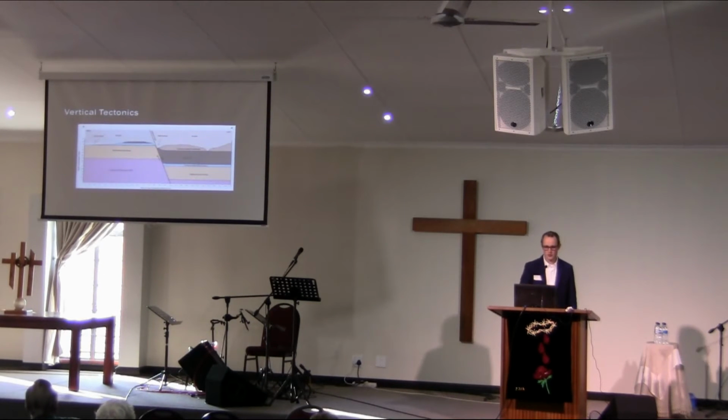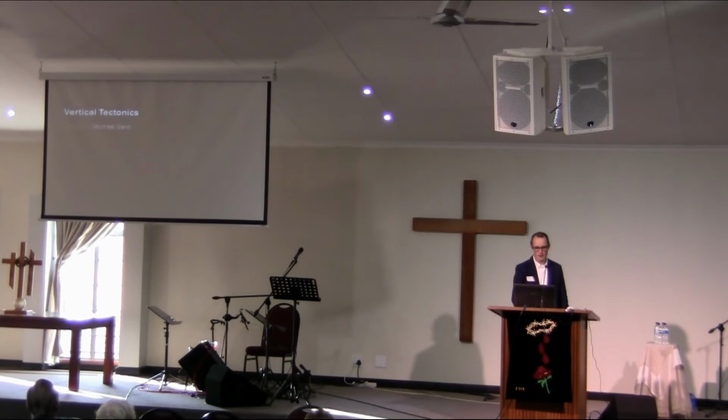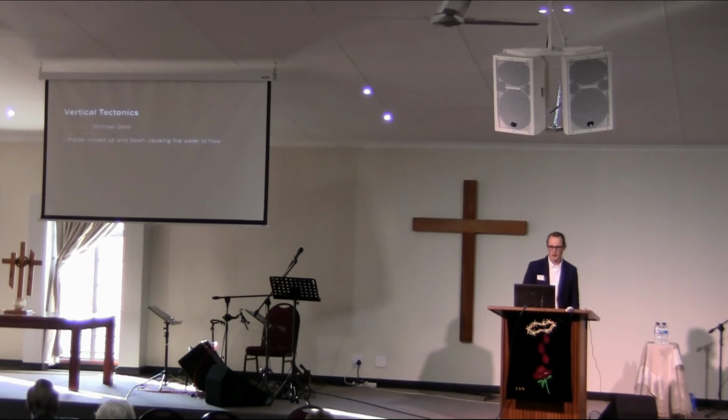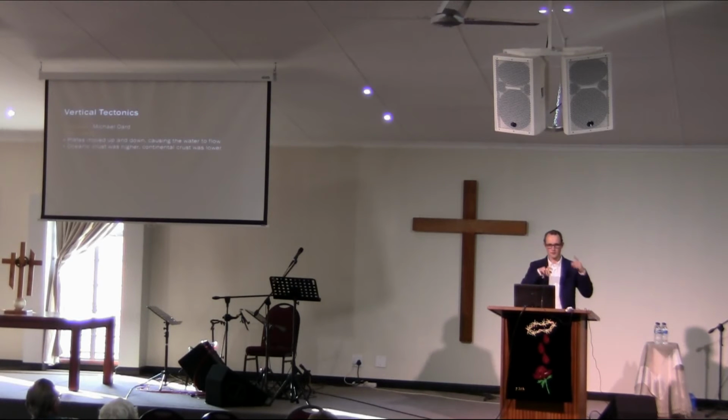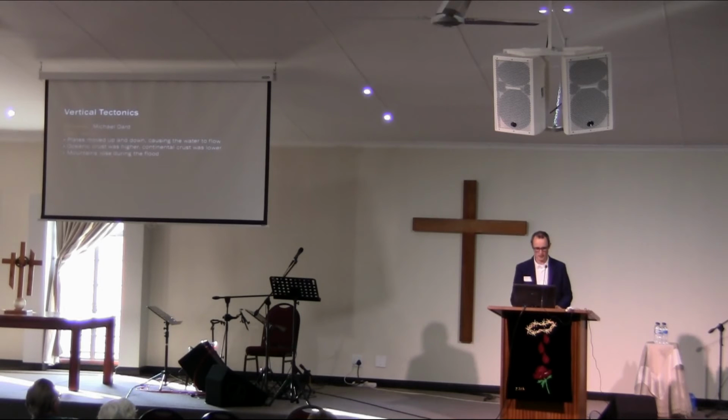Next model is the vertical tectonics model, also by Michael Oort. There are two models. What he says is that basically the continental plates moved up and down. And when you do that, then water will splash on it and off it. He also said the oceanic crust used to be higher and the continental crust used to be lower. So when you swap that, it will flood.